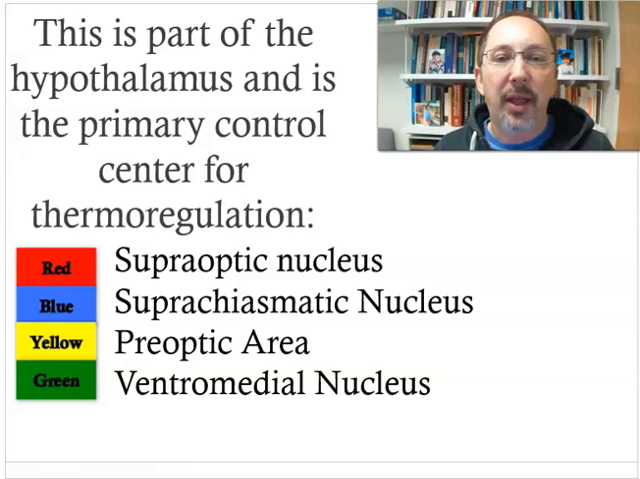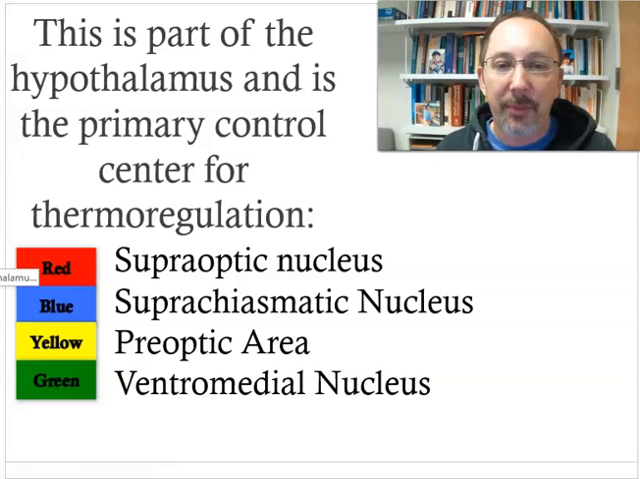This is part of the hypothalamus and is the primary control center for thermal regulation. Now you've got this one, right? Is this the supraoptic, suprachiasmatic, preoptic, or ventromedial? And the answer is, this is the preoptic.